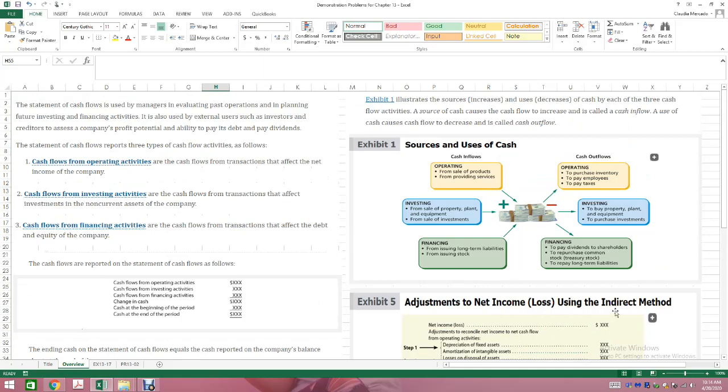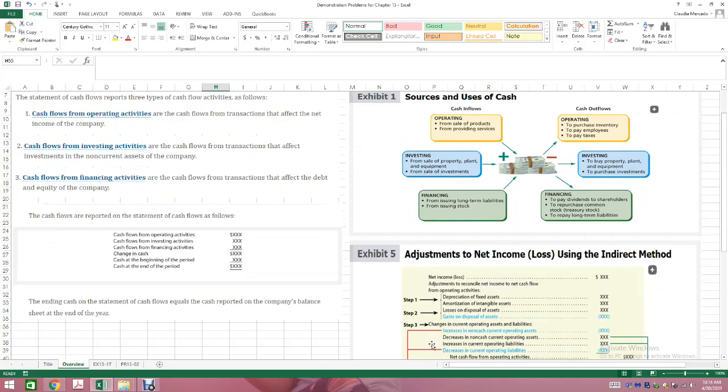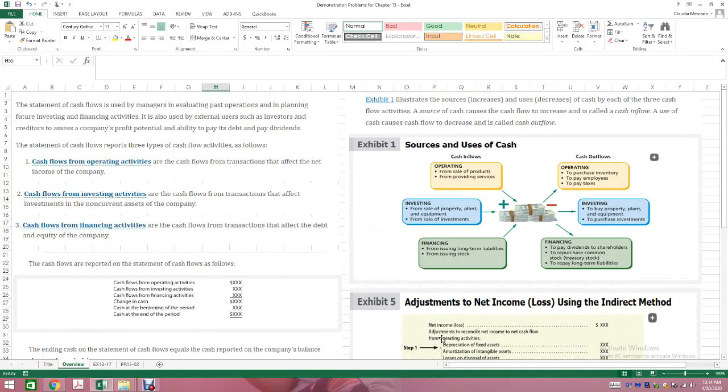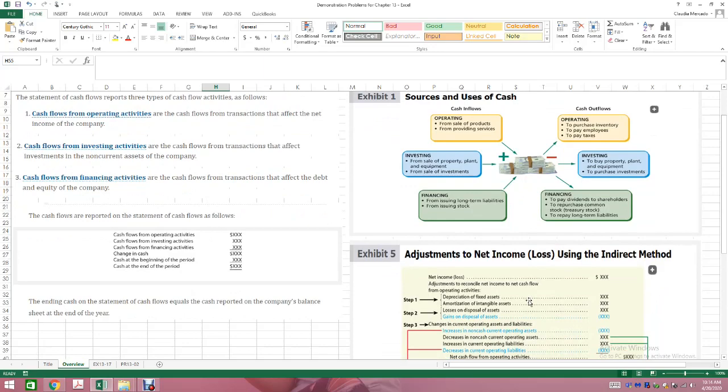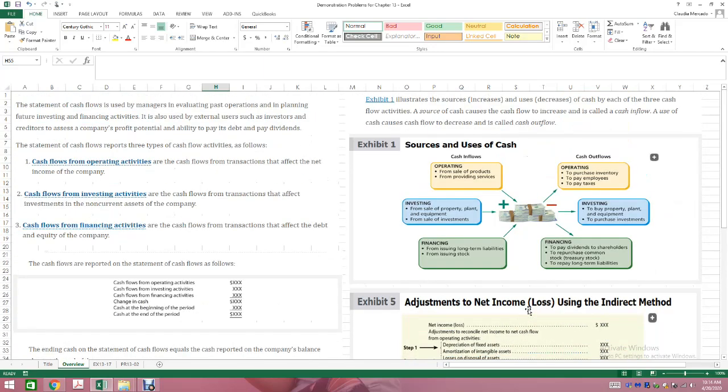Now, I love Exhibit 1 and Exhibit 5. I use them all the time when I'm preparing my statement of cash flows. What I would do, if I were a student, and usually what I do when I'm teaching face-to-face, is print these out for my students. If you have access to a printer, please print them out and have them right next to you when you're solving the problems, because it's really going to help you out. I'm going to be toggling back and forth to these two exhibits because we need to refer to them a lot. That's why I included them here.